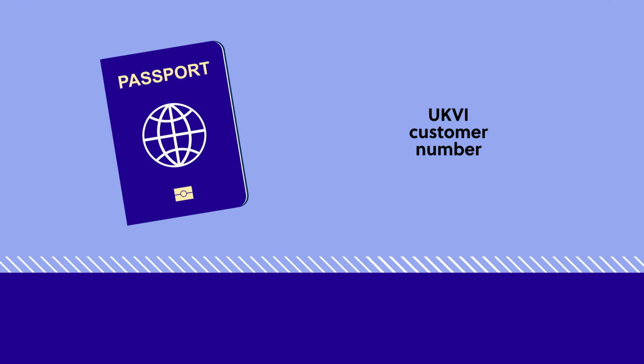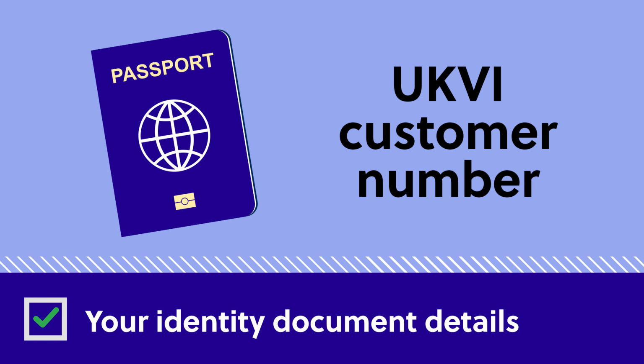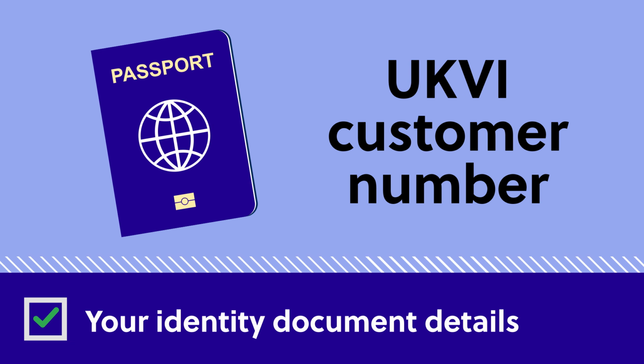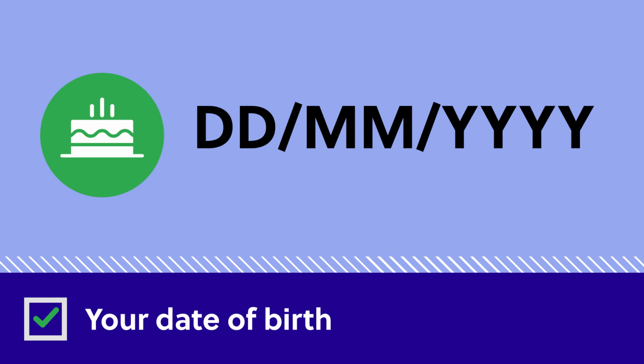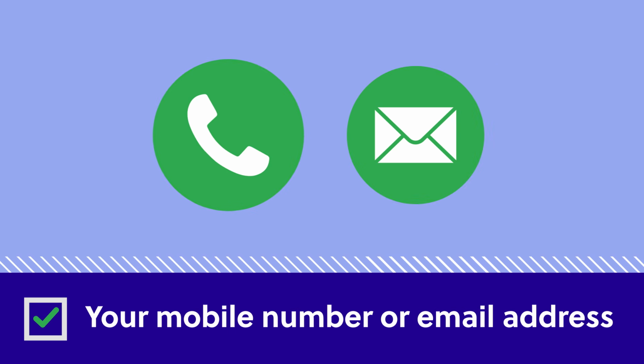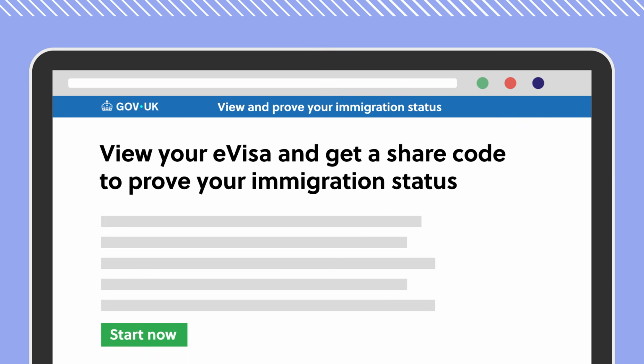To sign in, you will need the details of the identity document you used to create your UKVI account, or if an account has been created for you as part of your visa application, you will need your UKVI customer number, your date of birth, and the mobile number or email address you used to access your account. After you sign in, you can view your eVisa and check what rights you have in the UK.